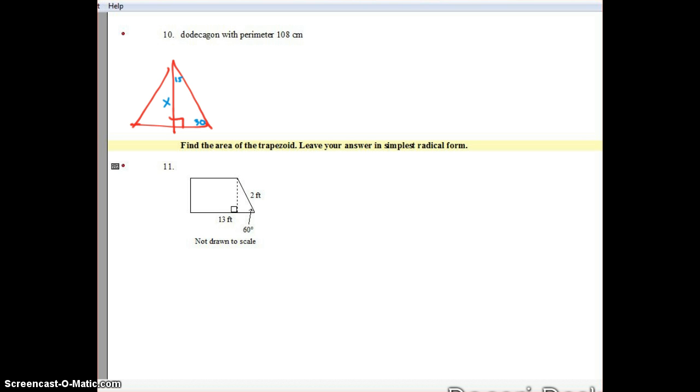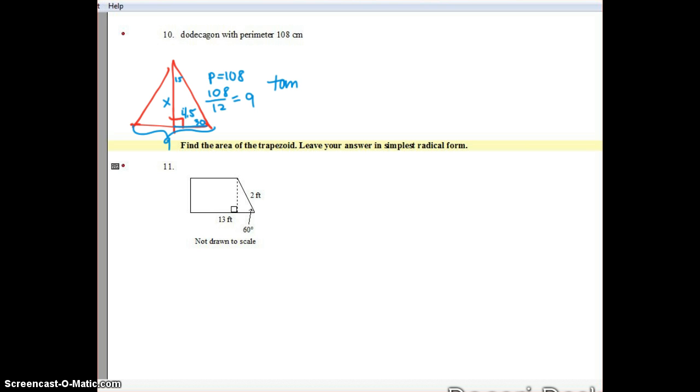We need an angle or a side first, and we found that since the perimeter is 108, if we divide that by 12, which is the number of sides, each side has length 9, so that's the whole side. And so just this edge of our right triangle would be 4.5. So I'm going to make a tangent ratio to that to find x.